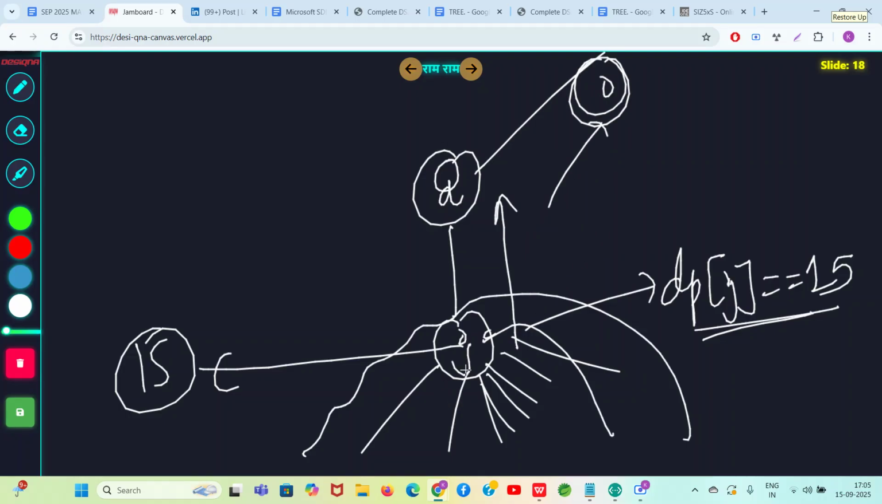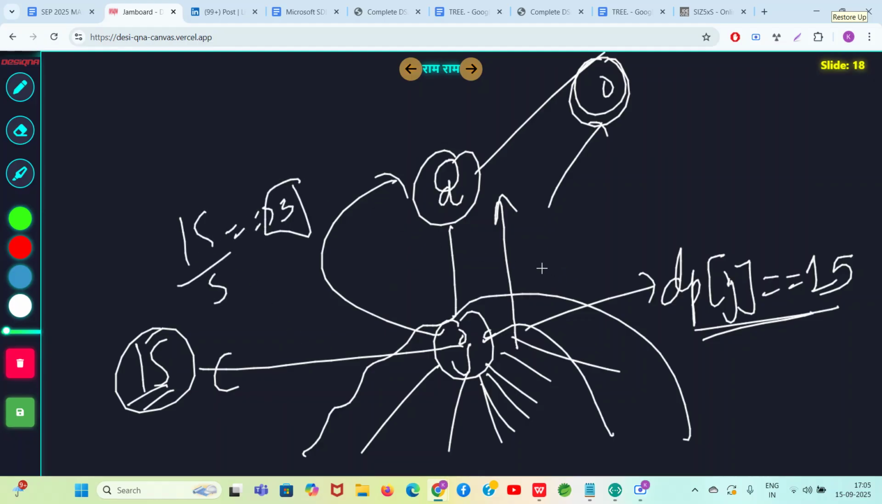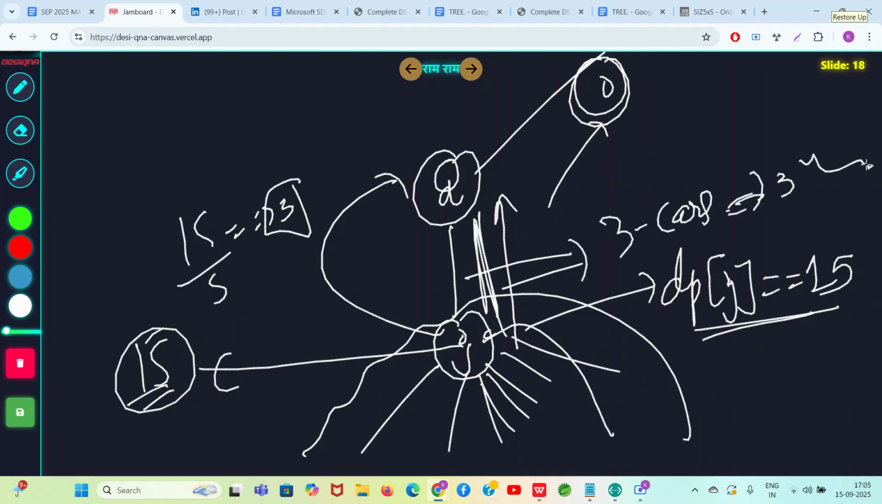So for now, all 15 people standing at J want to reach I. What will you do? 15 by 5, 3 cars will be needed. How many cars will be needed? 3 cars. So this edge from J to I will be traveled by 3 cars in the optimal case, or you can say 3 liters. And those 3 cars will come here, guys.